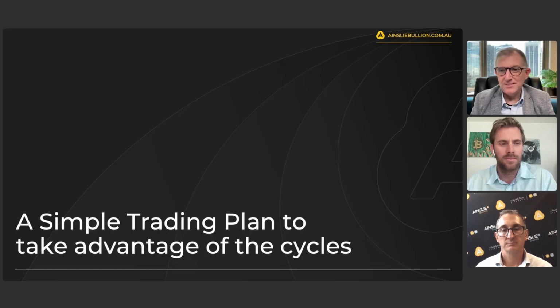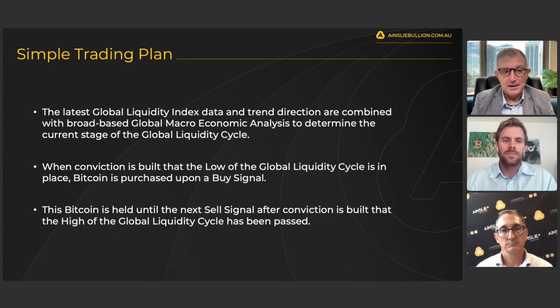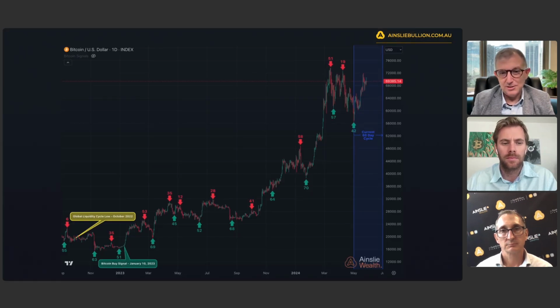Okay, we always provide this. We've just talked about Bitcoin. We've had a very good trade in place for a while now, which is really a simple strategy that we think people could follow along with quite simply. The idea is we look for that global liquidity index to try and determine where we are currently in the cycle. And when we think we're at the low of that cycle, we buy. When we think we're at the top of that cycle, we sell. And this is what the chart looks like.